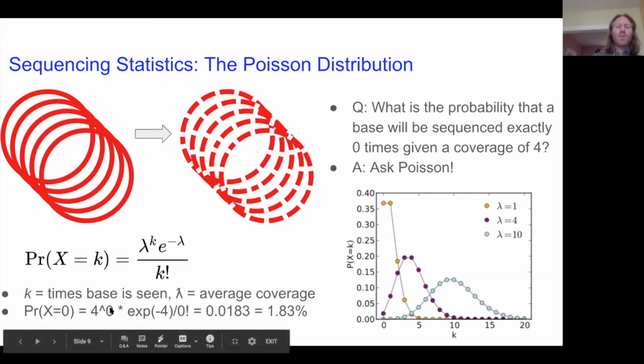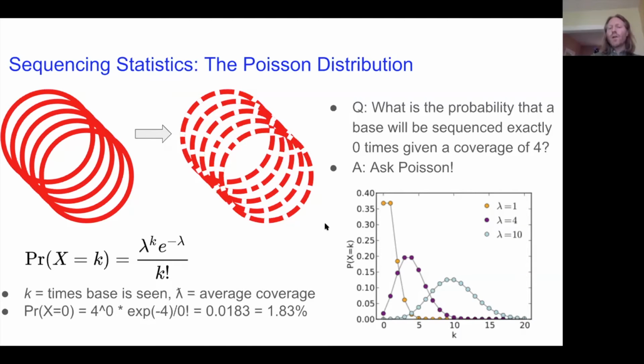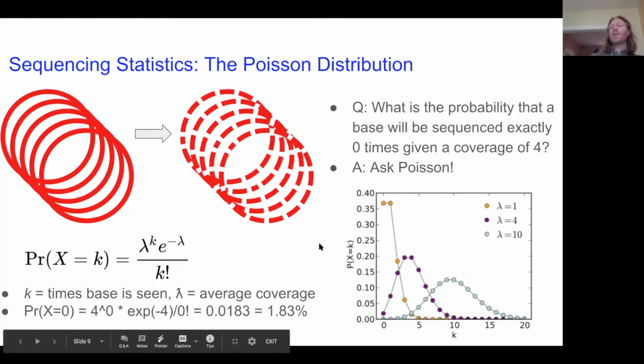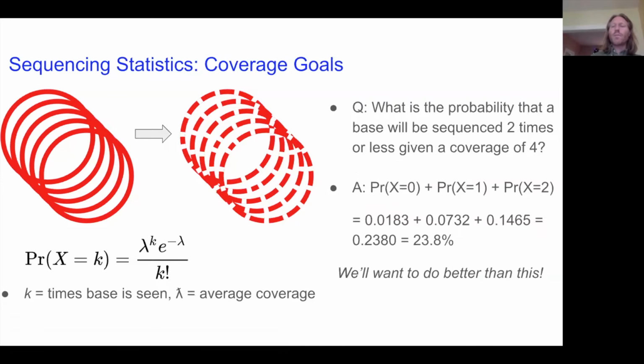0 factorial is defined as 1. 4 to the 0 is 1. So this comes down to e to the minus 4, which is 0.0183 or 1.83%. So there's about a 2% chance that at a coverage of 4x of your genome, about 2% of the bases would be unsequenced. Obviously, that's not ideal, so we should probably want more coverage.